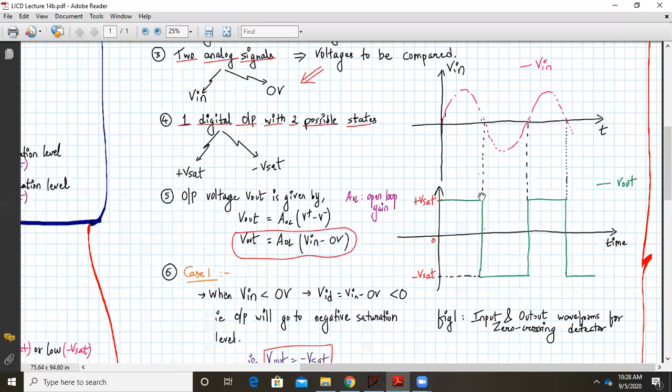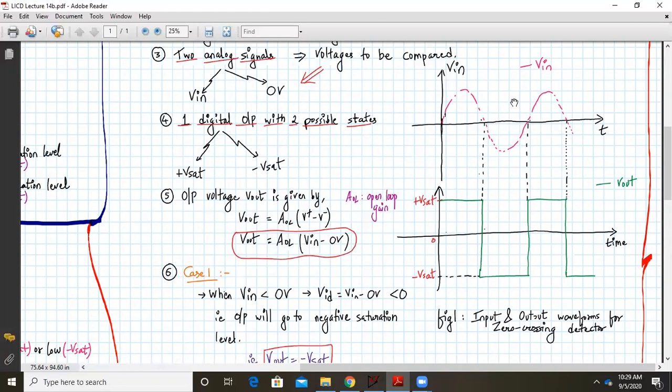Whenever my V in is greater than 0, I mean this is my reference line, the 0 line, right? Whenever V in is greater than 0, this term will be positive. So my V out will be at positive saturation. Hence my output will be at plus Vsat. Whenever V in is less than 0, below this reference 0 line, this term will become negative and my output will be at negative saturation. That means V out will be at minus Vsat. So it is as simple as that.